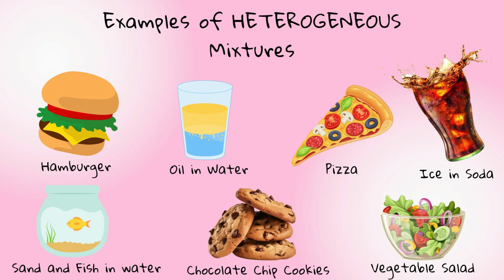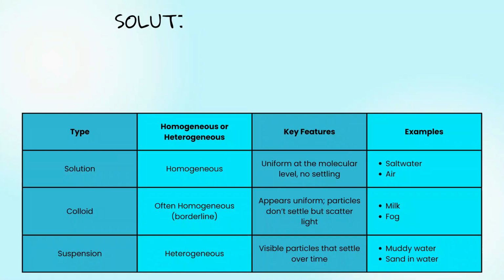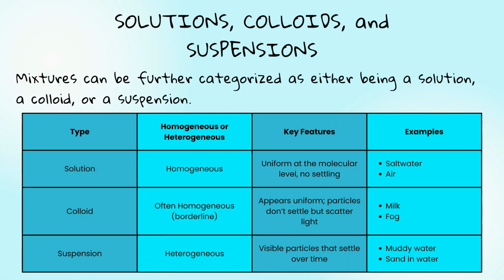Examples of heterogeneous mixtures include hamburger, oil and water, pizza, ice in soda, sand and fish in water, chocolate chip cookies, and vegetable salad. Mixtures can be further categorized as either being a solution, a colloid, or a suspension.